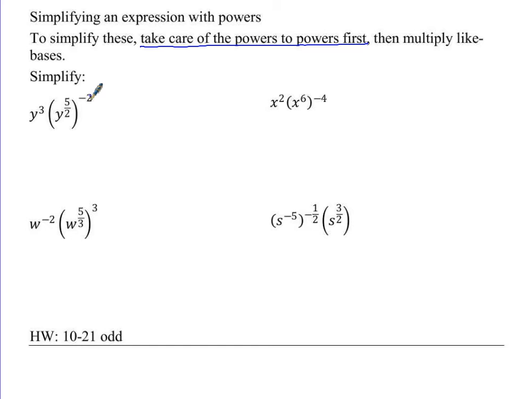Notice that this is a power to a power. So how do I handle powers to powers? We multiply. So I'm not doing anything to this y to the third right now, so I leave it alone. But this turns into what? Five halves times -2. Put that over 1 so that I can multiply across. And I get 5 times -2, which is -10. 2 times 1, which is 2. So this turns into y to the -10 halves, which is actually -5.